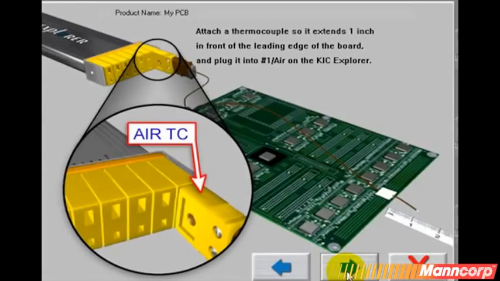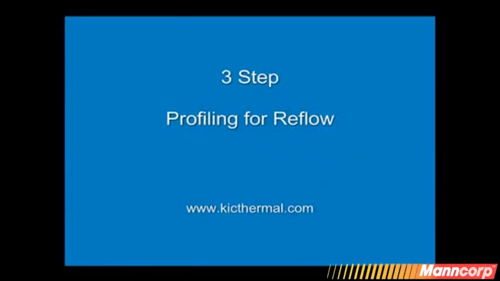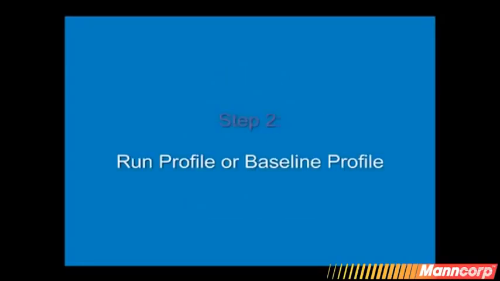That's it, you're ready to profile. Unless you get a new oven, you need to change your solder spec, or the software does not automatically communicate with the oven. Now you're ready to run a profile, or baseline profile if your process is automated. Step 1 only needs to be covered again if you change your paste spec or if your oven does not directly communicate with the software.